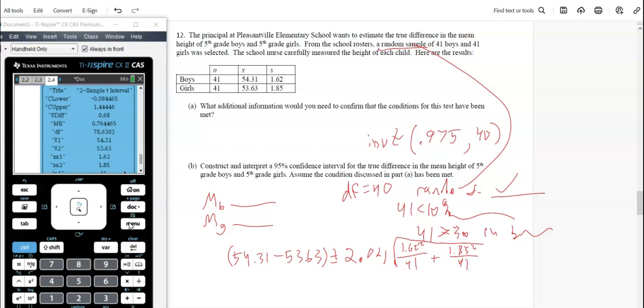Okay, and then we just simplify that using the data from our calculator at that point. So x bar, the difference, is 0.68, plus or minus margin of error 0.764. So we get a lower bound of negative 0.08, comma 1.44 or something like that. This one just says interpret, I think. So we are 95% confident that the interval from negative 0.08 to 1.44 contains the true mean. Then say that in context.